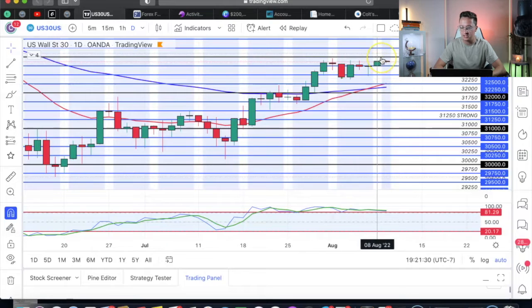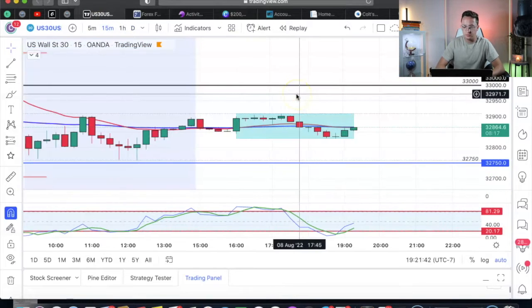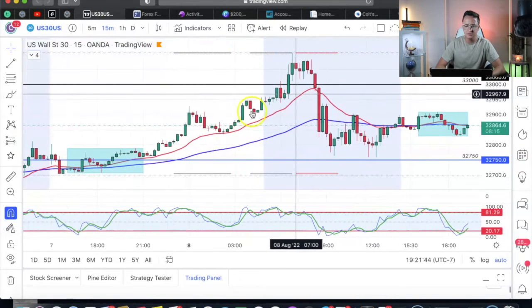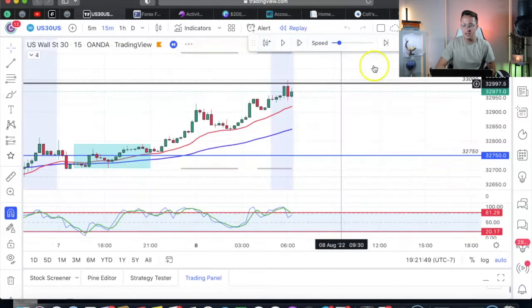It pushed up to the next level perfectly, rejected the psychological level, and looks like it's probably going to push up to the next psychological level right here of 33,250 next. So at the market open, when I came to the markets, I already saw that it was in a clean uptrend.